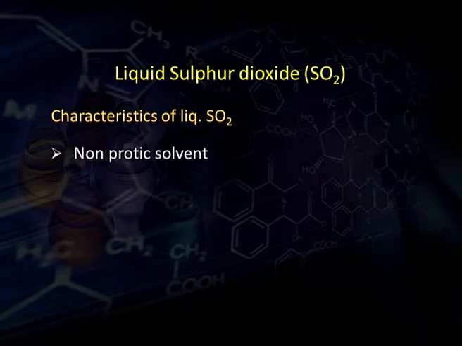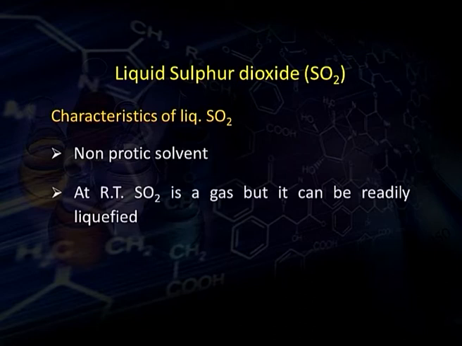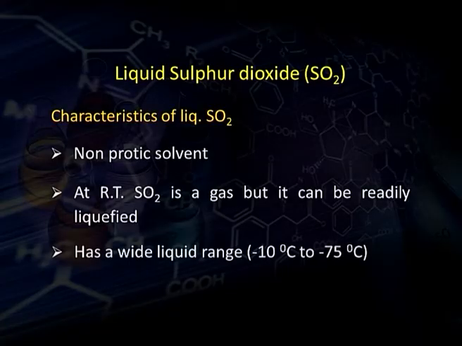So, let us start with the liquid sulfur dioxide, which is SO2. So, coming on to the characteristics of liquid SO2. It is a non-protic solvent. Non-protic solvent means a solvent which does not contain any hydrogen in its molecular formula. And we can see from the formula that SO2 does not contain any hydrogen, hence it is a non-protic solvent. At room temperature, SO2 is a gas, but it can be easily liquefied by lowering the temperature and increasing the pressure. It has a wide liquid range, that is from minus 10 degrees Celsius to minus 75 degrees Celsius.